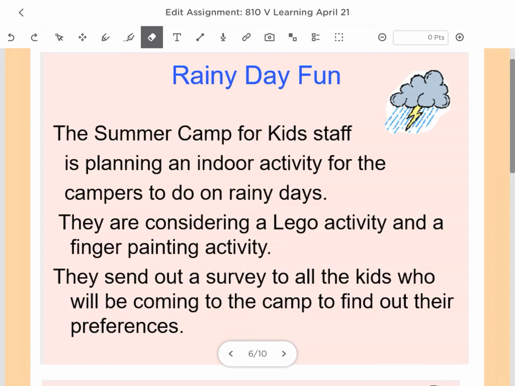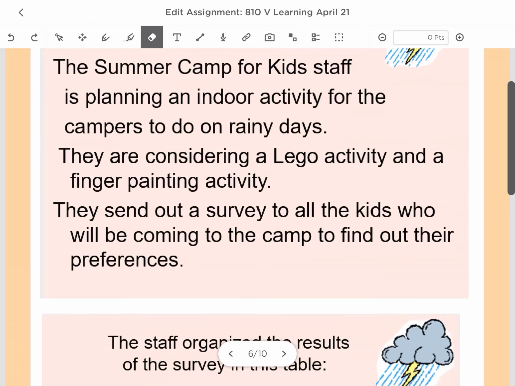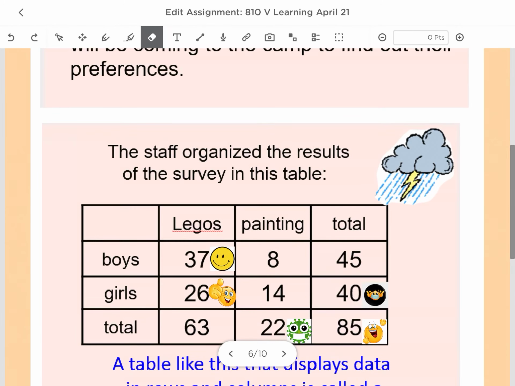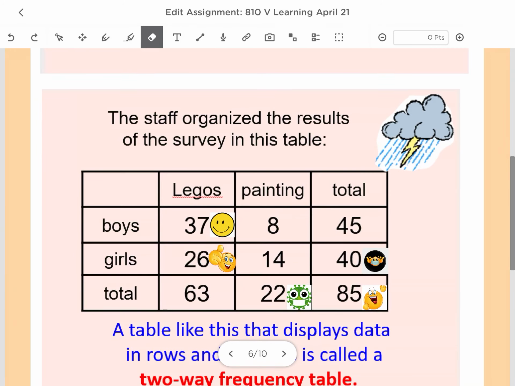So the Summer Camp for Kids staff is planning an outdoor activity for the campers to do on rainy days. They are considering Legos and finger painting activities. They send out a survey to all the kids who will be coming to the camp to find out their preferences. And the information gets organized in this table.